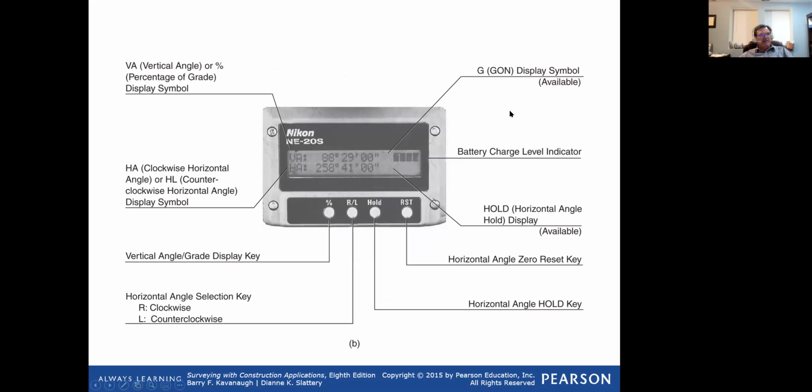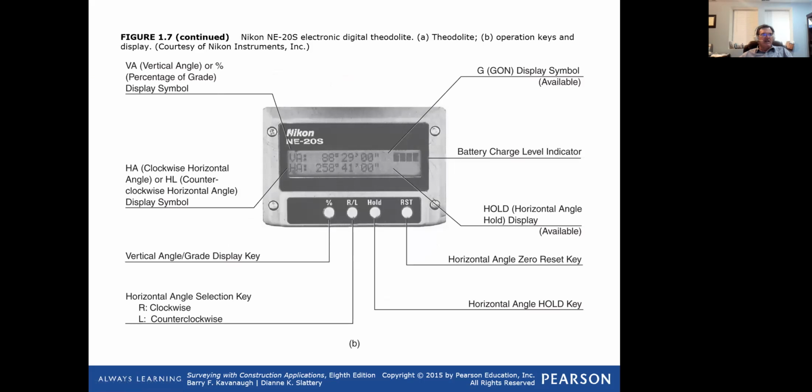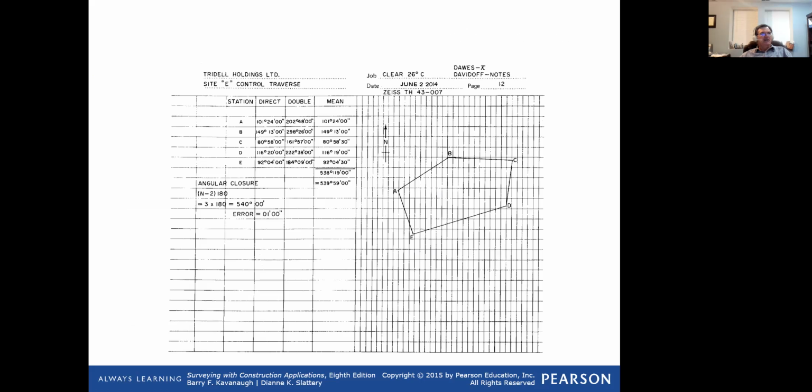This particular display is very similar on total stations, but total stations are going to give you more information. This is a vertical angle. This is your horizontal angle. Bunch of different buttons. It's not a big deal for me to go over this with you because this type of instrument is just about obsolete. It's almost totally been replaced by the total station.